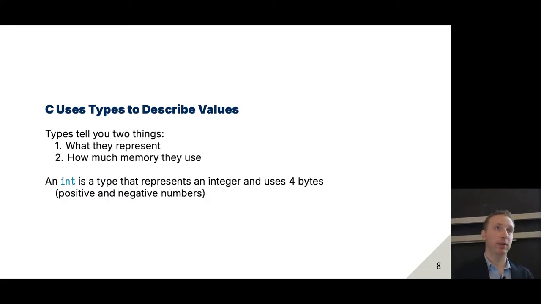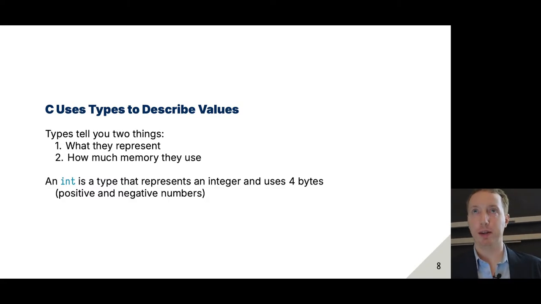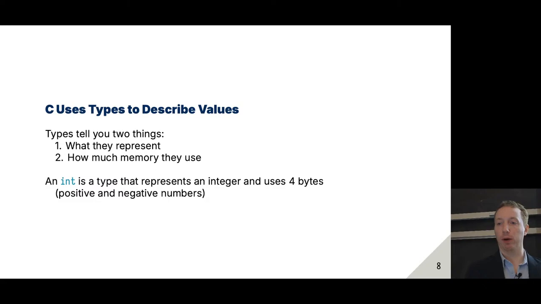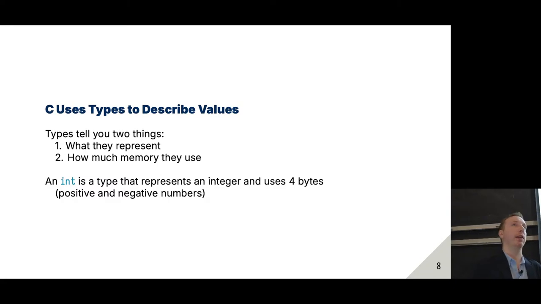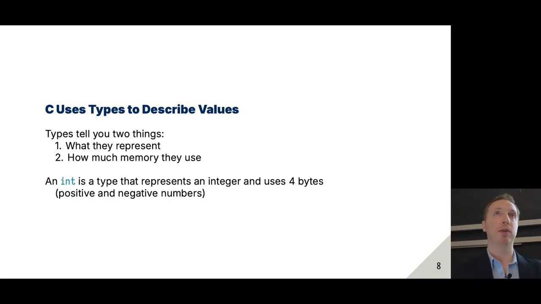So for instance, an int is a type that represents an integer, so it's kind of a shorthand. We like shorthands in computing. And you just have to know that it uses 4 bytes, because if you read the C standard, that's how big it is when they tell it to you. And this integer can represent positive and negative numbers, without any decimal points behind them. Just a straight up number, no decimal points.